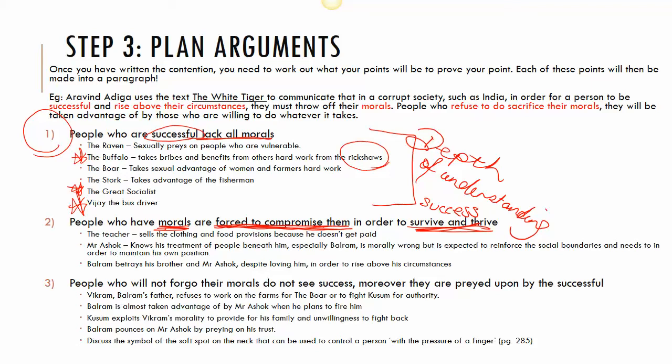So the people that I'm going to talk about in this paragraph are the teacher, who sells the clothes and the food because he doesn't get paid. And I'd also be reflecting on the fact that everybody else sees this as acceptable behaviour because they understand his situation. You've also got Mr. Ashok, who I think would be a good person to talk about because he understands, we've talked about this, haven't we, that he knows that the people beneath him are suffering, that they live in poverty and it's his fault.